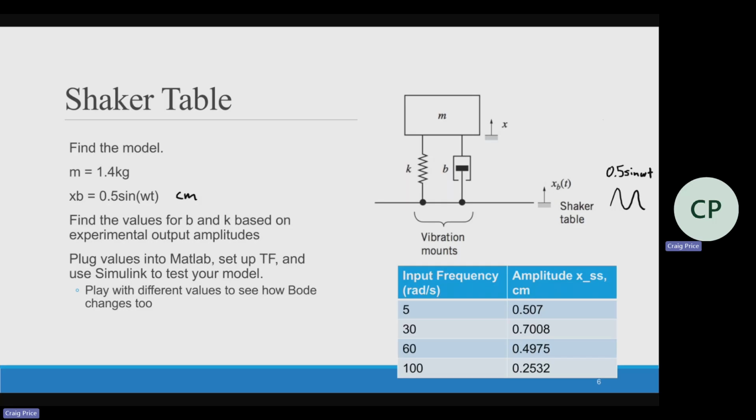So at a very low frequency, at 5 radians per second, the amplitude is 0.507 centimeters. That means that the output is pretty close to the input. It's actually slightly higher. At 30 radians per second, I actually see a larger output. So that mass of 1.4 kilograms is going to have a higher amplitude of 0.7 centimeters. And then as we go to higher frequencies, we see that that drops significantly.